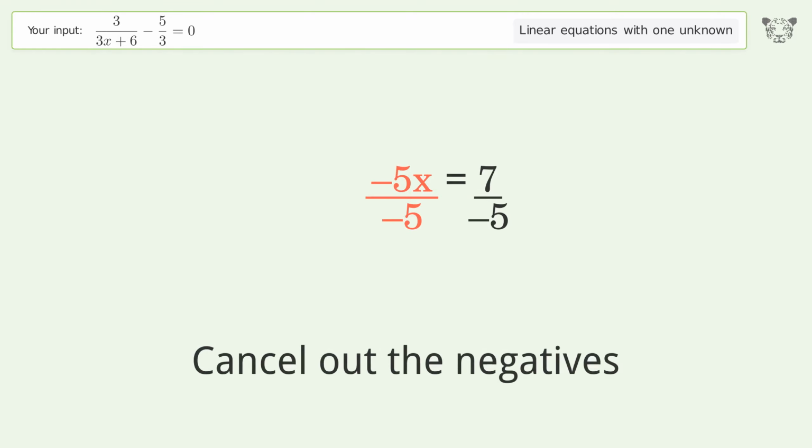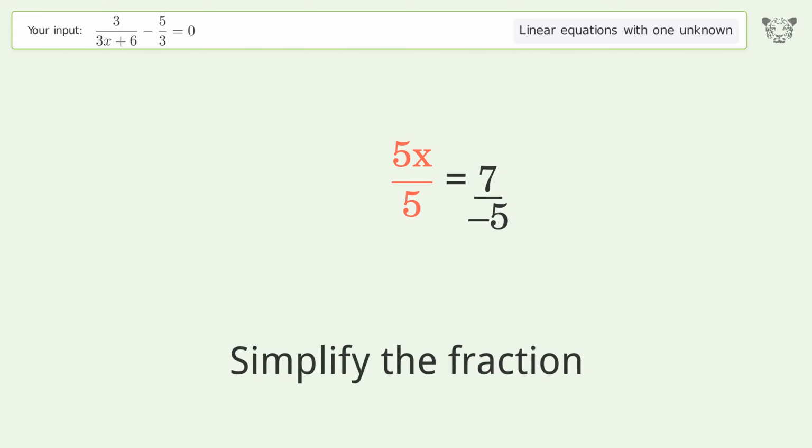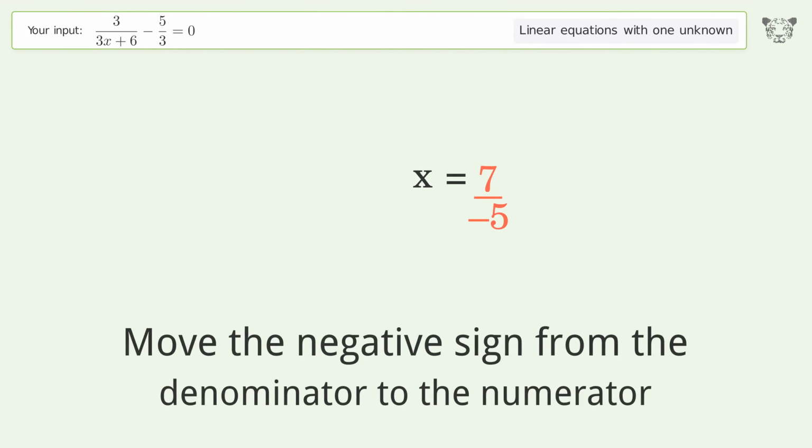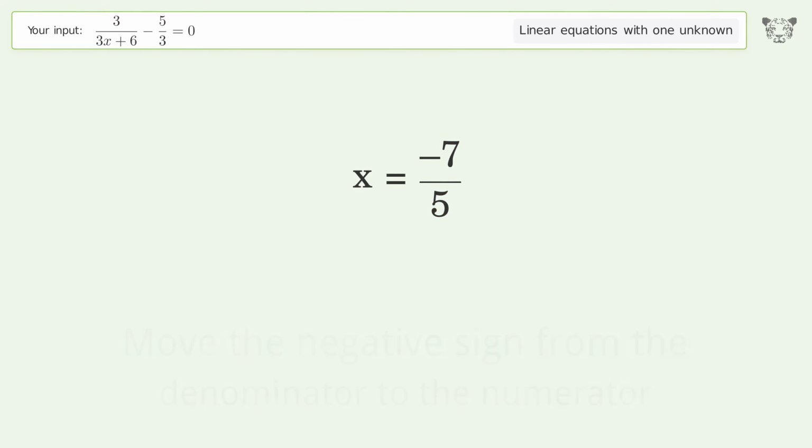Cancel out the negatives. Simplify the fraction. Move the negative sign from the denominator to the numerator. And so the final result is x equals -7/5.